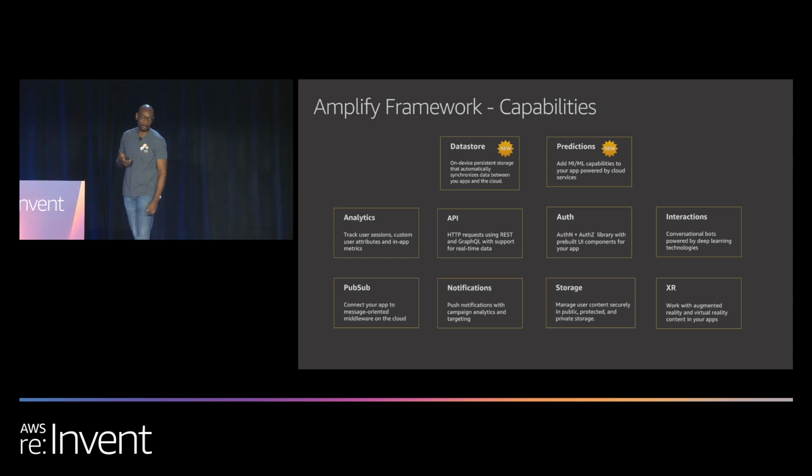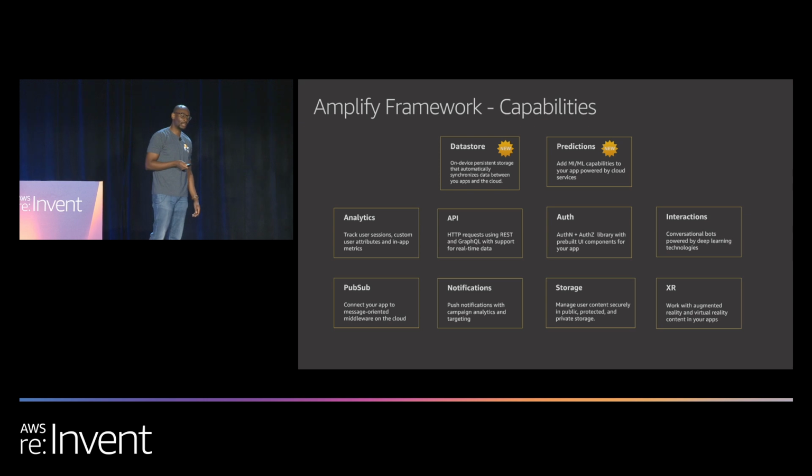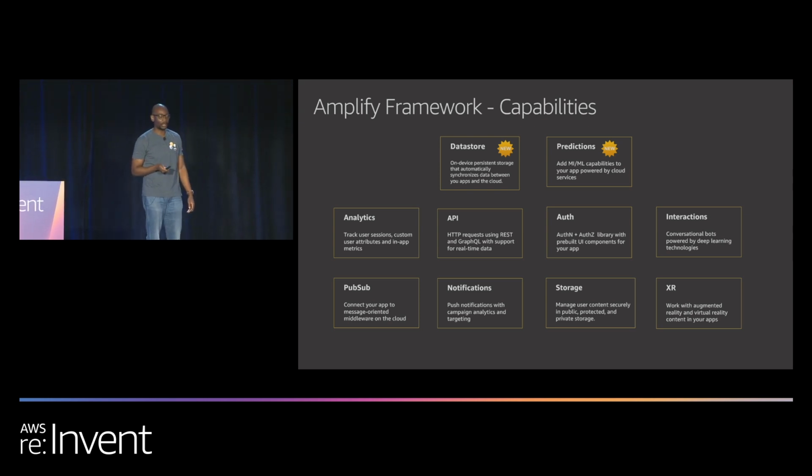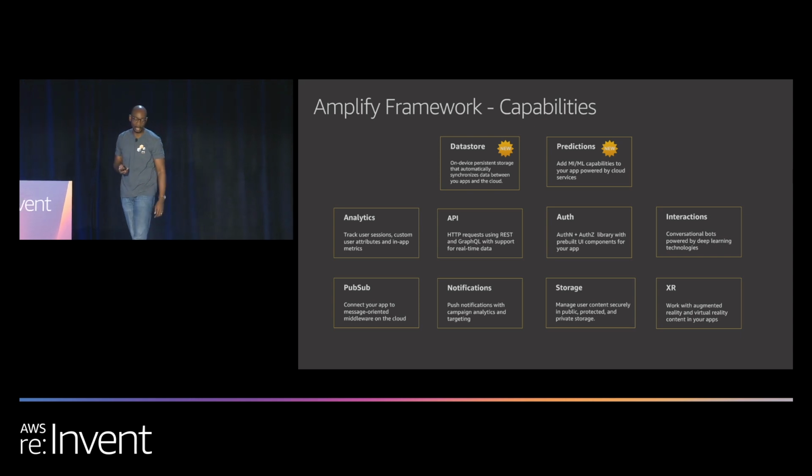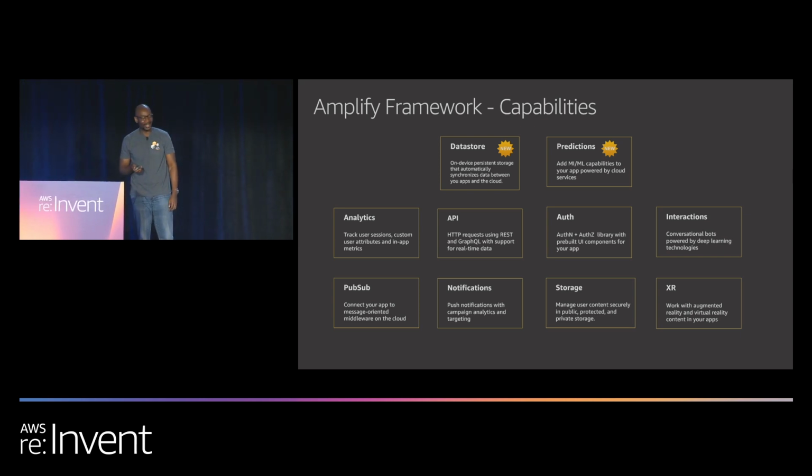And then we have categories that we've had for quite a bit of time, things like analytics, API, that allows you to easily interact with GraphQL or API gateway. We have auth that provides authentication and authorization capabilities, interactions for push notifications, pub/sub functionality, and so on. And interacting with all those capabilities is really simple when you use the CLI, the Amplify CLI.